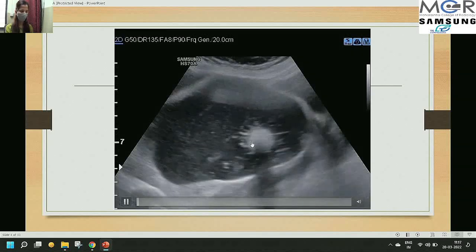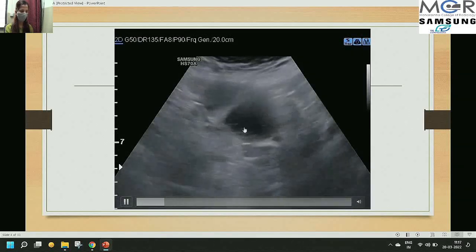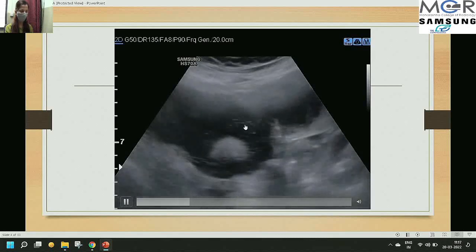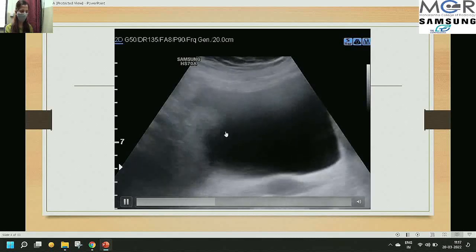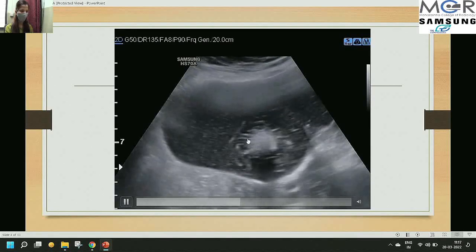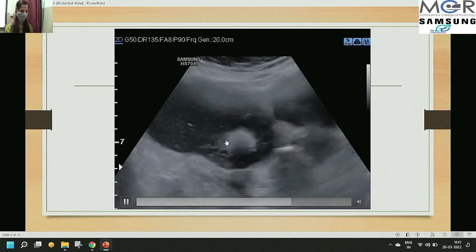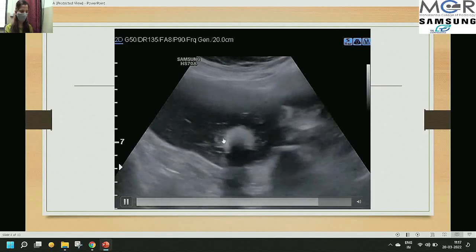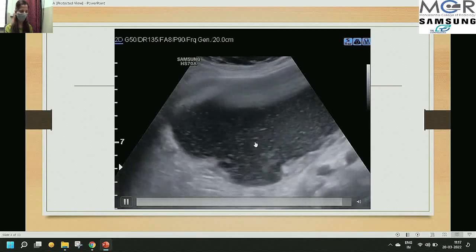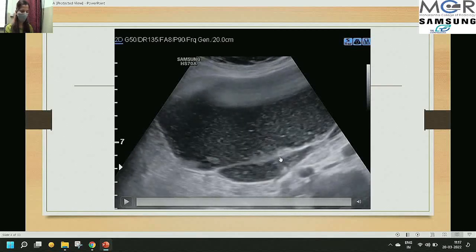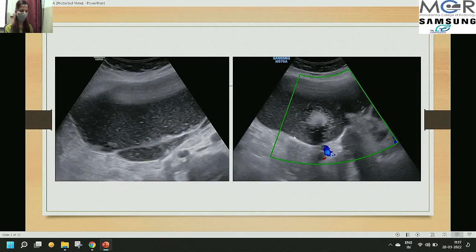A calcific foci was seen within the lesion. It shows multiple moving echoes. The calcific foci giving posterior acoustic shadow. Multiple thin linear structures are seen, suggestive of dermoid plug. On color Doppler, the posterior acoustic echogenic foci doesn't show any vascular enhancement.